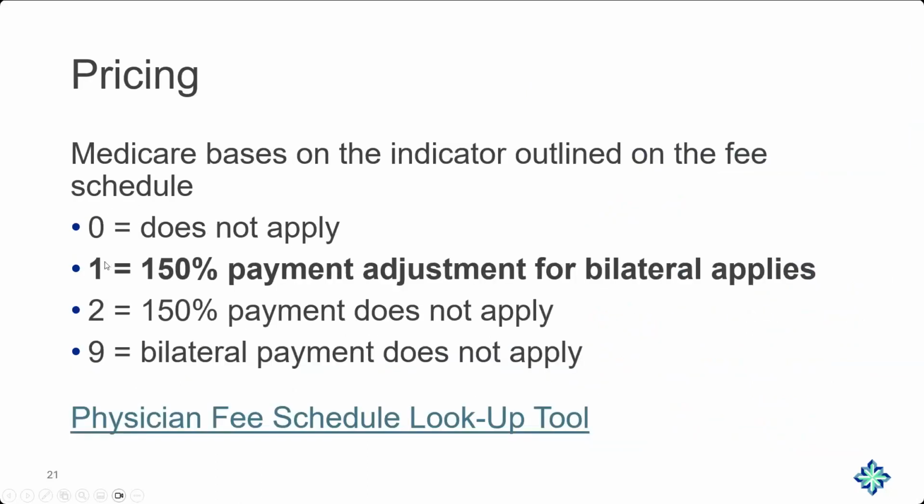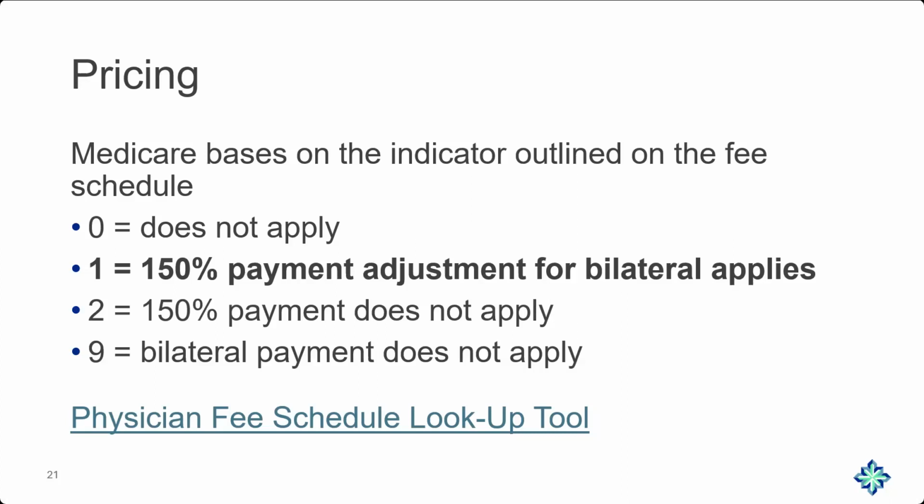If you notice the 1 is highlighted, bolded, and it's got an equal sign. This is where your payment adjustment does apply for bilateral. It means you get 150% of the single fee. So if you do a right and a left together, you get 150%, not 200%. In other words, not 100% payments. That's why when it's defined as a unilateral, you need to be able to report RT and LT, because that can give you the 2 payments that you need.